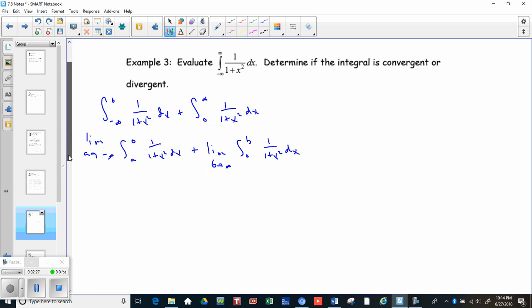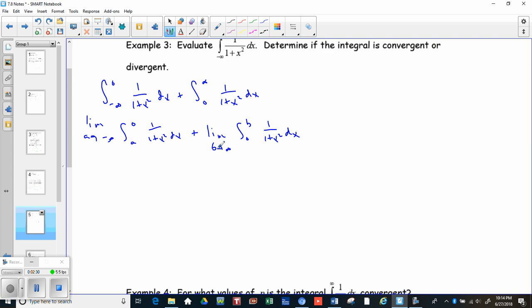Now we can go ahead and take antiderivatives, which fortunately is the same for both. So I'll have the limit as a approaches negative infinity. It gets a little tedious to write all this out, but this is what we have to do, of inverse tangent of x evaluated from a to 0, plus the limit as b approaches positive infinity of the inverse tangent of x from 0 to b.